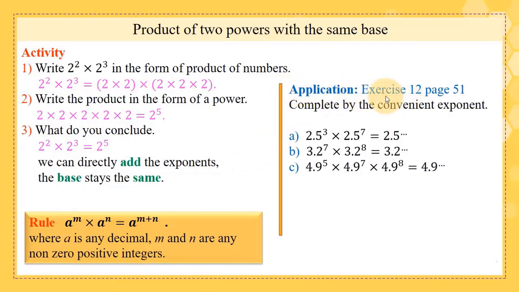Solve as an application, exercise 12, page 51. Please pause the video to solve. Solution. Part A. 2.5 exponent 3 times 2.5 exponent 7 equals 2.5 exponent 3 plus 7, which is equal to 10. Similarly, in part B, we have powers having the same base 3.2. We just add the exponents 7 plus 8 to get 15. And in part C, we have powers having the same base 4.9. We just add the exponents 7 plus 5 plus 7 plus 8 to get 20.